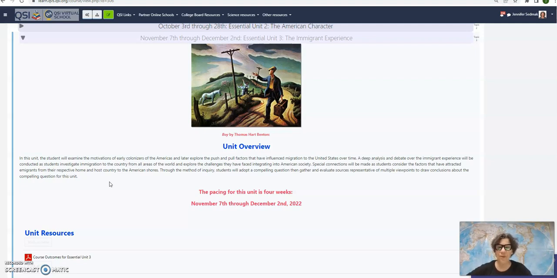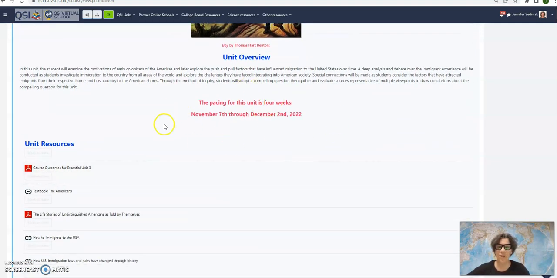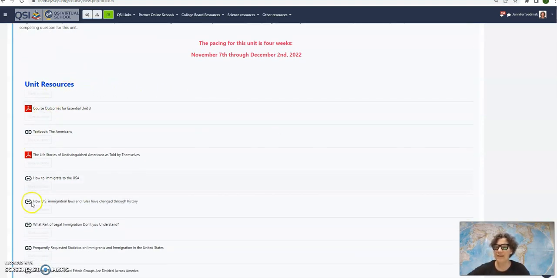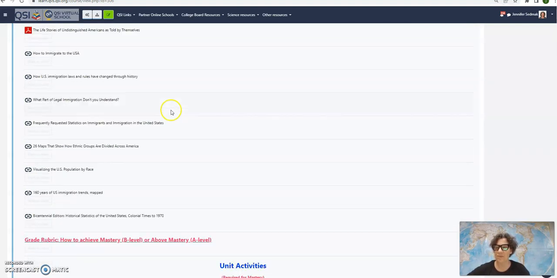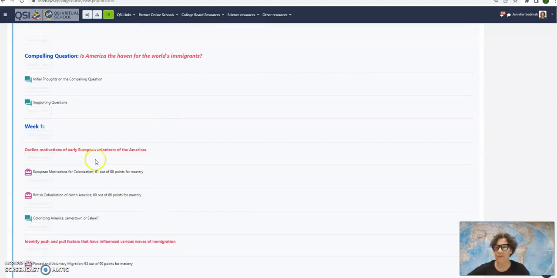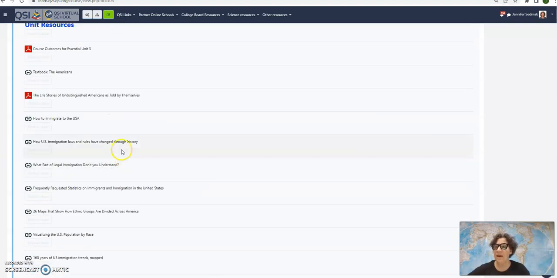So through the method of inquiry, students will adopt a compelling question. So let me take you to the compelling question. Here's the pacing for the unit. Again, dates change from year to year, but you can see that you have 4 weeks. Lots of resources for this unit. If you want to just simply see the TSWs, you can open the course outcomes. The TSWs are highlighted in red though from week to week.